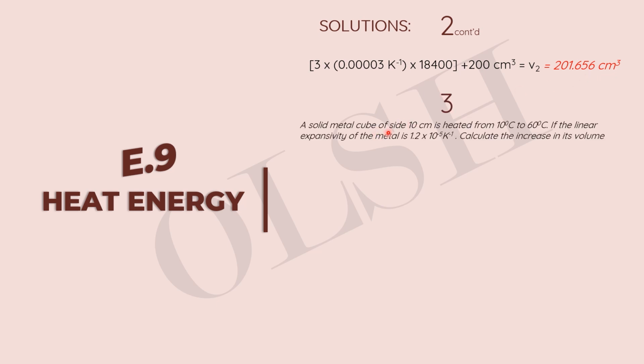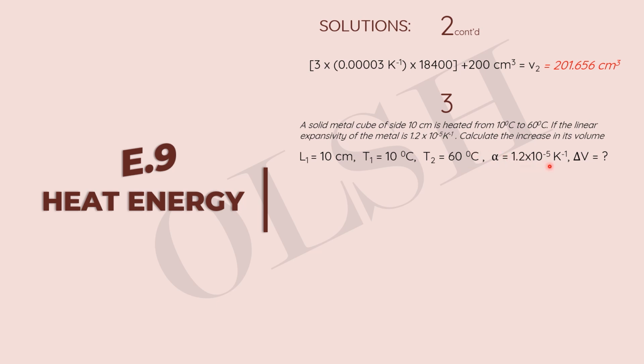Let's move to number 3. A solid metal cube of side 10 cm is heated from 10 degrees Celsius to 60 degrees Celsius. If the linear expansivity of the metal is 1.2 times 10 to the power minus 5 per Kelvin, calculate the increase in its volume. The parameters we are given are L1 of 10 cm, T1 of 10 degrees Celsius, and T2 of 60 degrees Celsius.